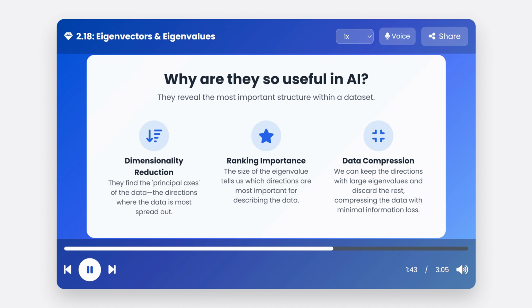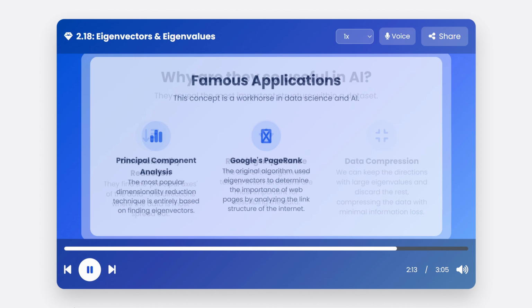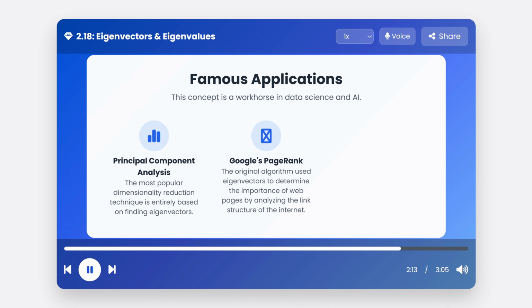This is incredibly useful in AI because it lets us find the fundamental structure of our data. For a high-dimensional dataset, the eigenvectors point in the directions of highest variance, where the data is most spread out. And the eigenvalues tell us how spread out the data is in each of those directions. They give us a ranked list of the data's most important axes. This idea is the engine behind some of the most famous algorithms in data science.